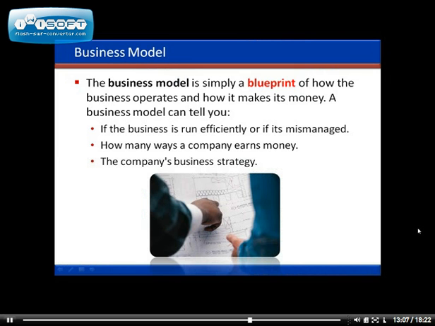Business model. The business model is simply a blueprint of how the business operates and how it makes its money. A business model can tell you if the business is run efficiently or if it's mismanaged. It can tell you how many ways a company earns money. It can also tell you the company's business strategy.